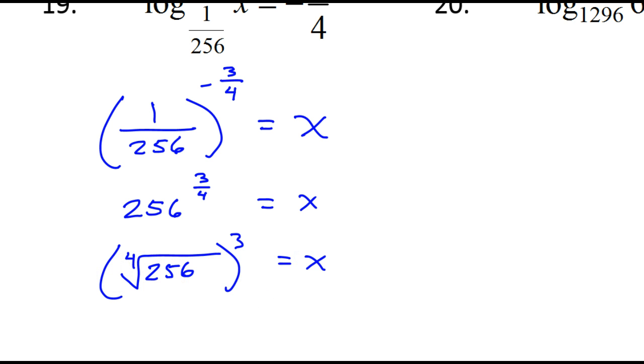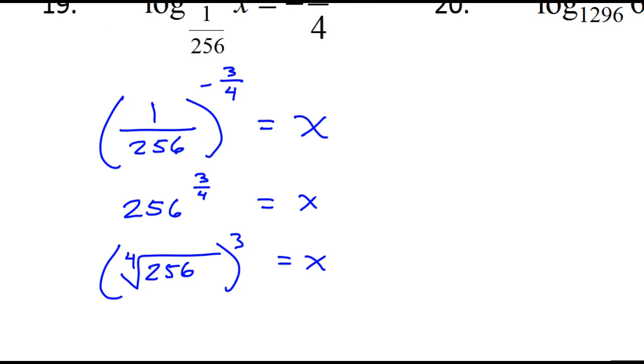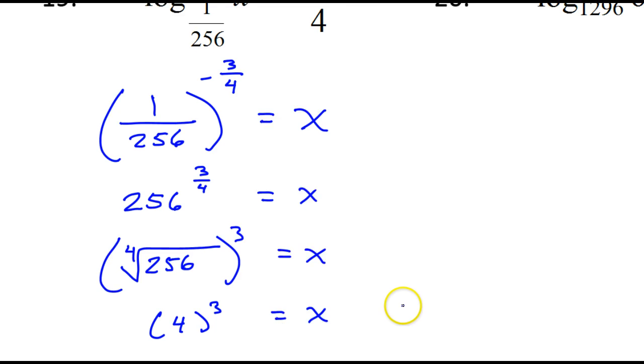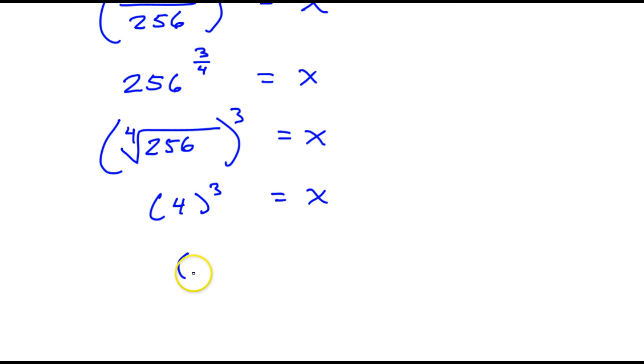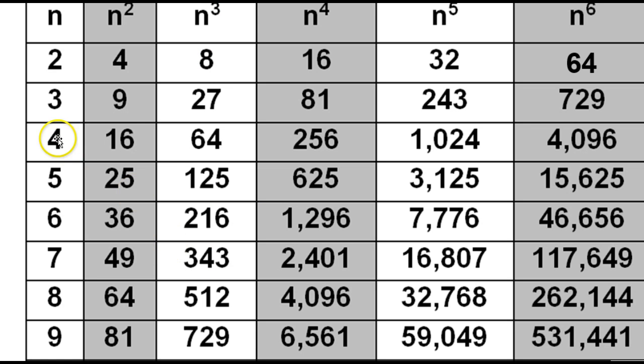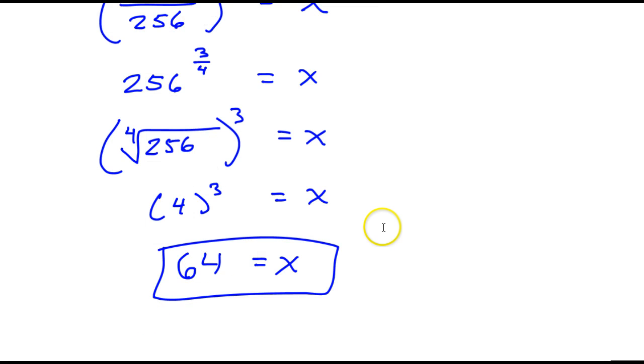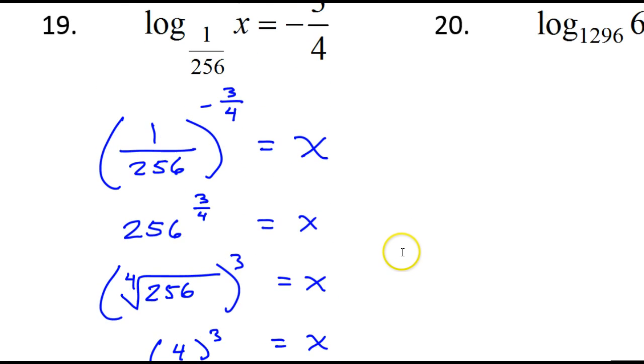So the 4th root of 256, I'm going to use the chart to help me out. The 4th root of 256 is 4. All right, so that means I have 4 to the 3rd power. And 4 to the 3rd power is 64. All right, you could even use your chart for that if you needed to. 4 to the 3rd power is 64. So that's the answer to number 19.